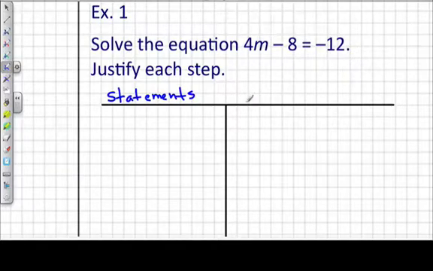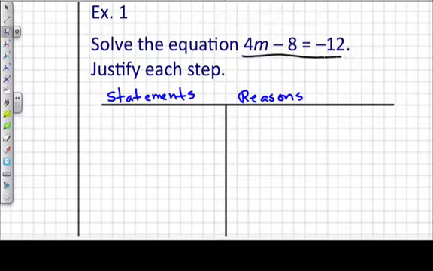And the right column are going to be our reasons. This is how we know we're allowed to make that statement. So in this problem, and this is any problem, the very first statement is the problem that we're going to start with. So we'll number that number 1, and we'll just rewrite the problem. 4m minus 8 equals negative 12.